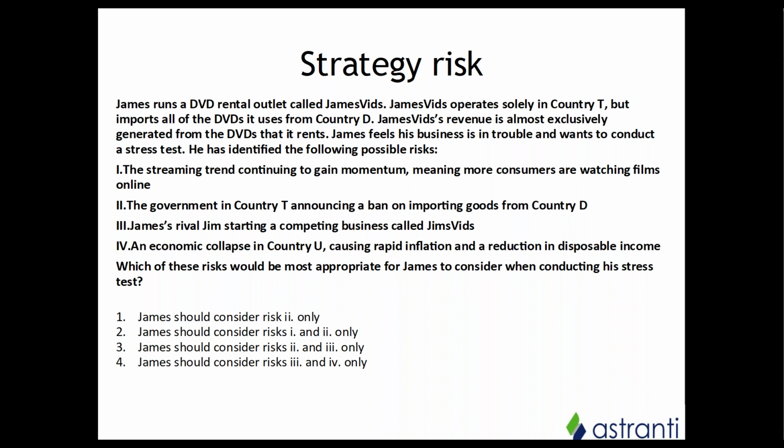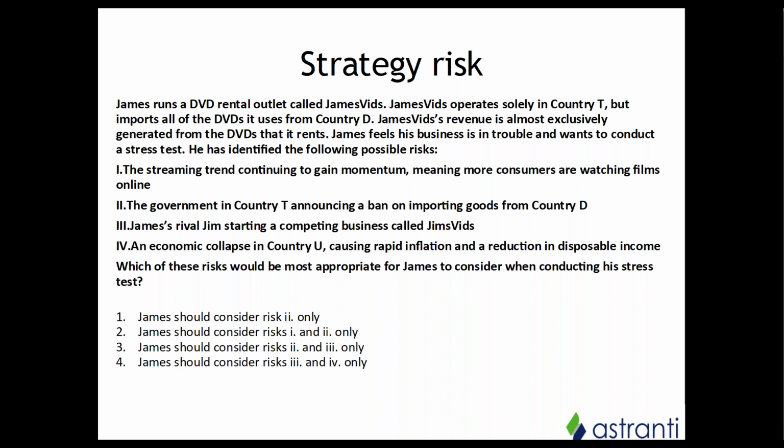And he's identified 4 possible risks. The first risk, the streaming trend continues to gain momentum, meaning that consumers are watching films online. Risk 2, that the government in country T announces a ban on importing goods from country D. 3, that his rival Jim starts a competing business called Jim's Vids. And 4, that an economic collapse in country U causes rapid inflation and a reduction in disposable income.